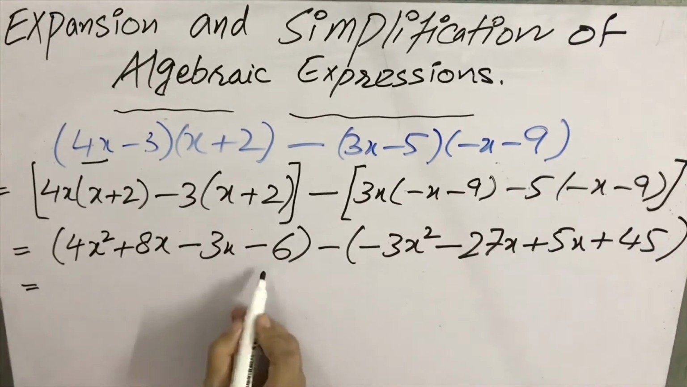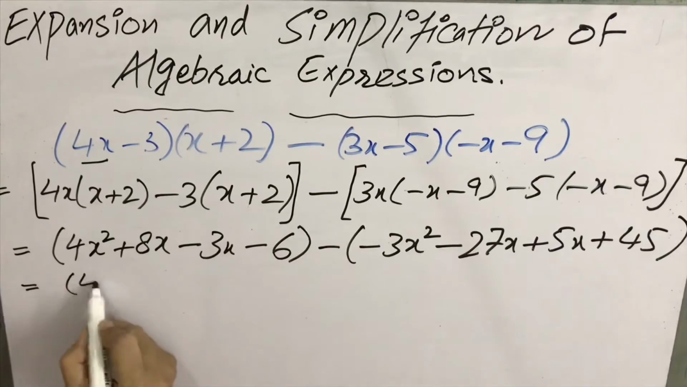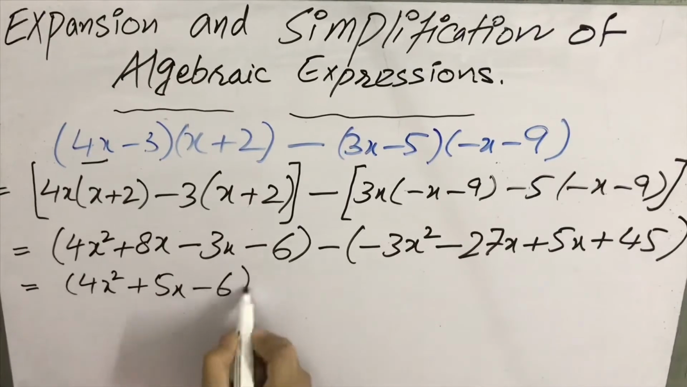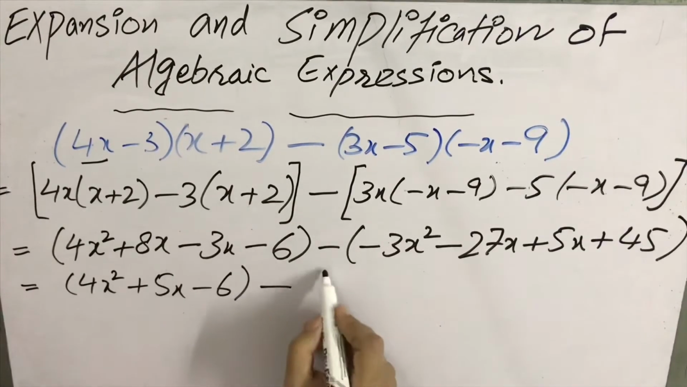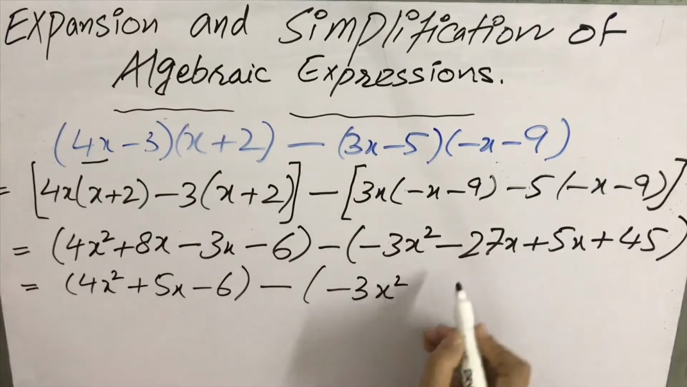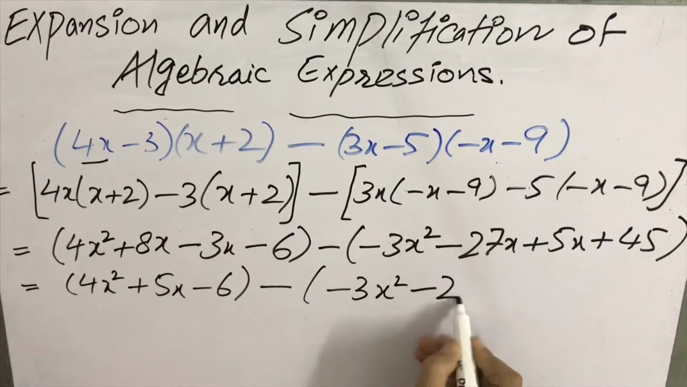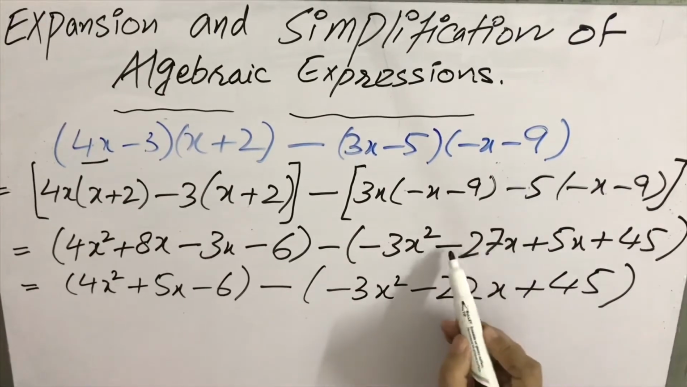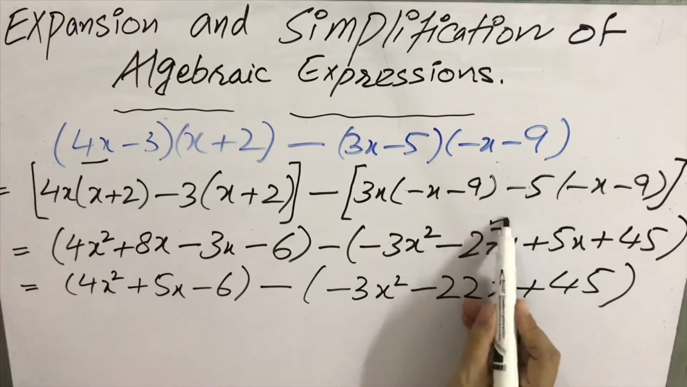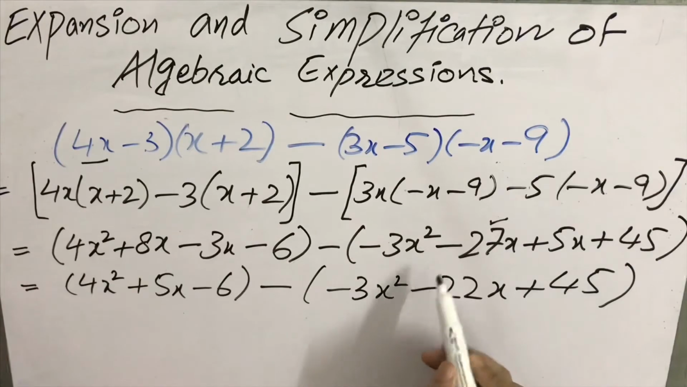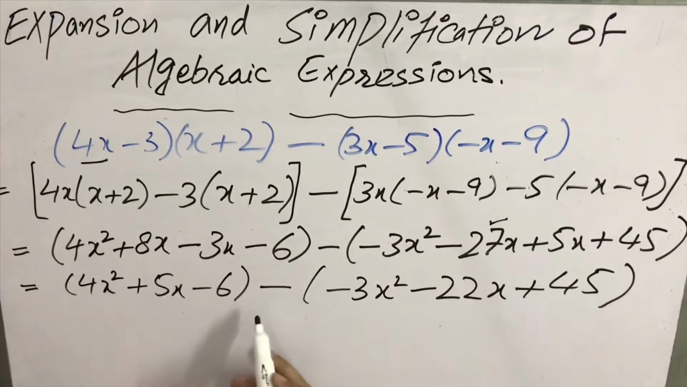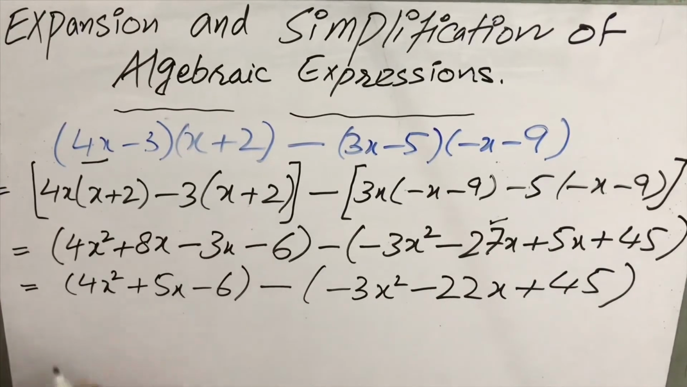First of all, we have to arrange inside. It's already arranged. So we shall write 4x square, 8x minus 3x is 5x minus 6. This minus sign as it is, minus 3x square, 27x plus 5 minus 22x plus 45. Why is it minus 22x? Because they have opposite signs and 27 is bigger. So we shall subtract and put the negative sign, which was the sign of 27. Now I am going to open these brackets, or in other words, I am going to do another expansion, and then we shall do another simplification.